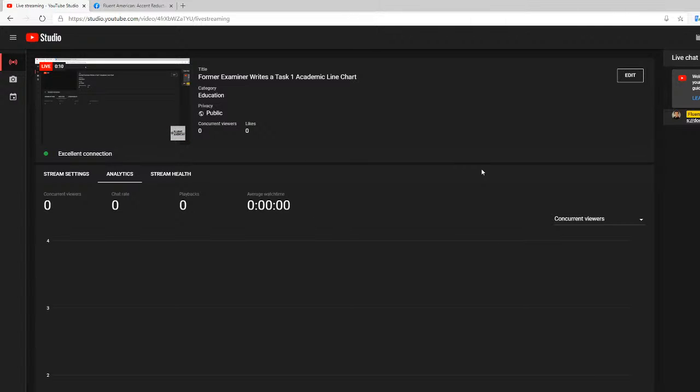We're going to be writing a task one academic chart. I've posted it in the chat box where you can actually see the document.